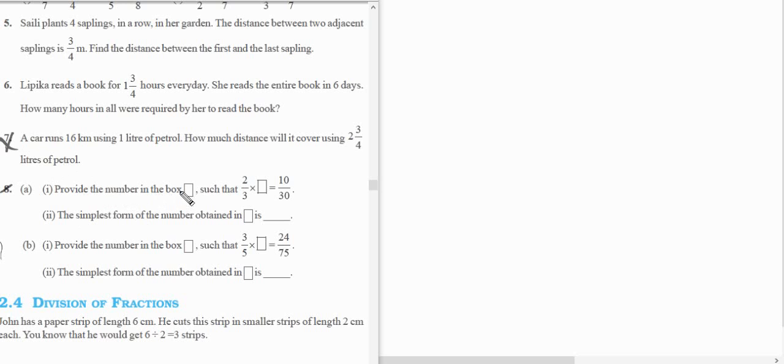Provide the number in the box such that 2 by 3 multiplied with some number will become 10 by 30. So now what is the number here? You can see just 2 को किससे मल्टीप्लाई करें कि 10 आ जाए? 5 से, right. 2 fives are 10 और 3 को किससे मल्टीप्लाई करें so that it will become 30? 10 से. So 5 by 10 is your answer here in this box.